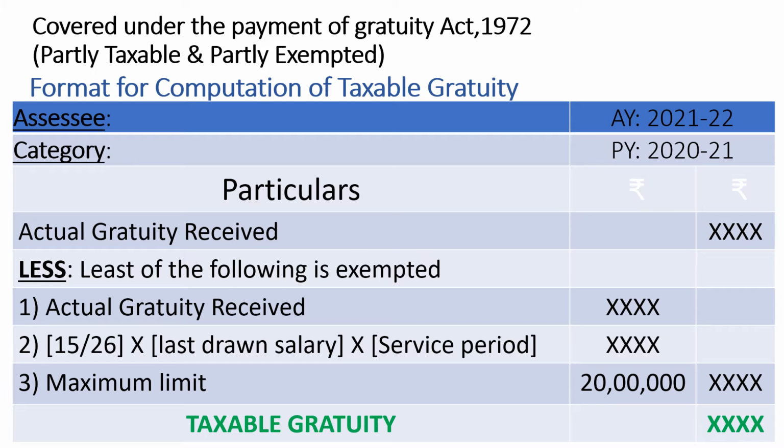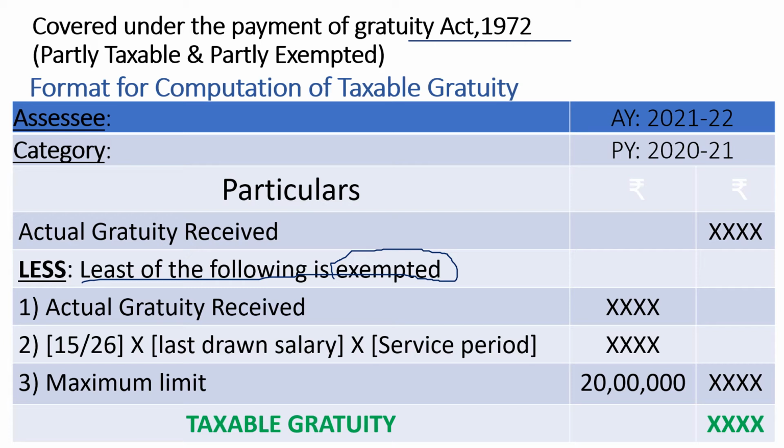And this is the format for computation of taxable gratuity related to any employee or organization covered under the Payment of Gratuity Act, 1972. Here we need to compare the amount he actually receives as gratuity along with two other amounts which need to be calculated and compared. Then the minimum amount, the least of the following, is exempted from tax.